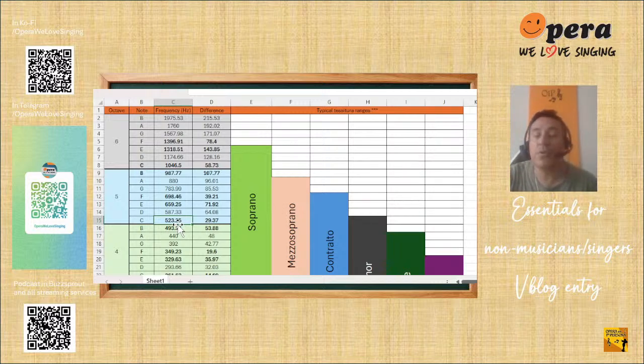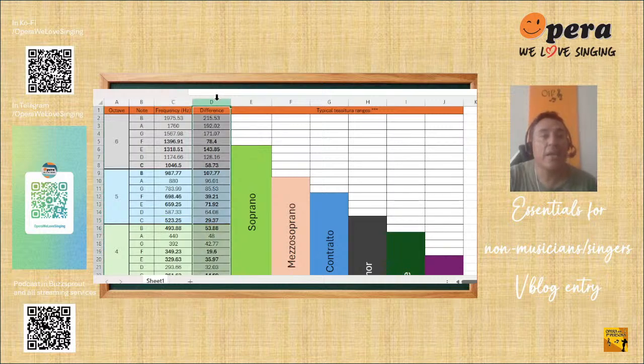I also wanted to note something now that we are talking about the frequency, and that explains column D, which is the difference.